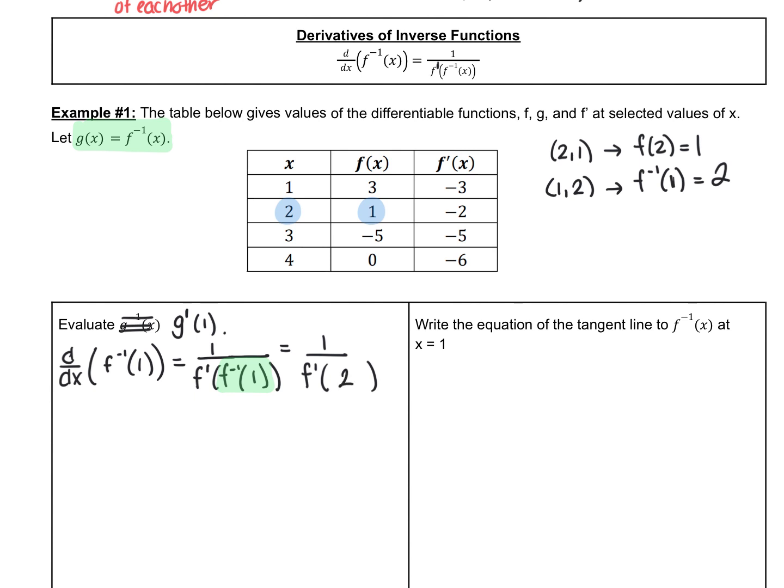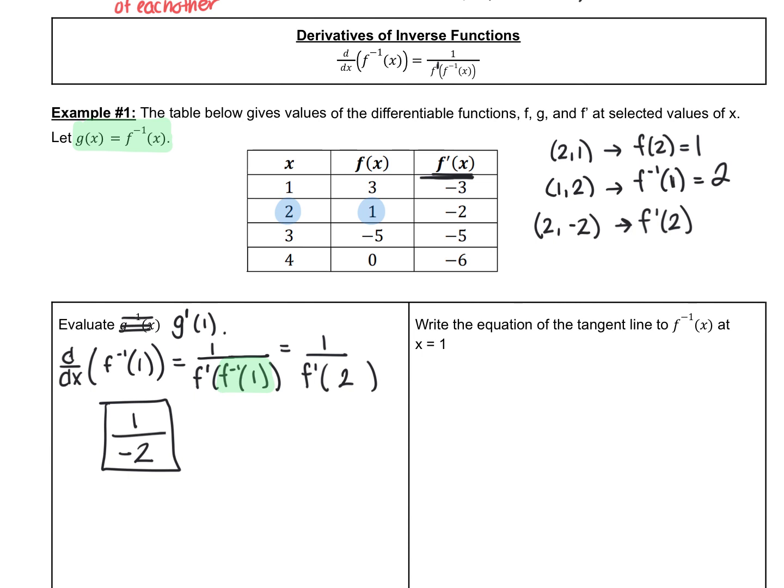So f prime of 2. Now f prime is this column here. So f prime of 2, when x is 2, y is negative 2. So 1 over negative 2. All right, so f prime of 2 is the y value on f prime of x when x is 2. So x is 2, y is negative 2. So that's where I got that from.